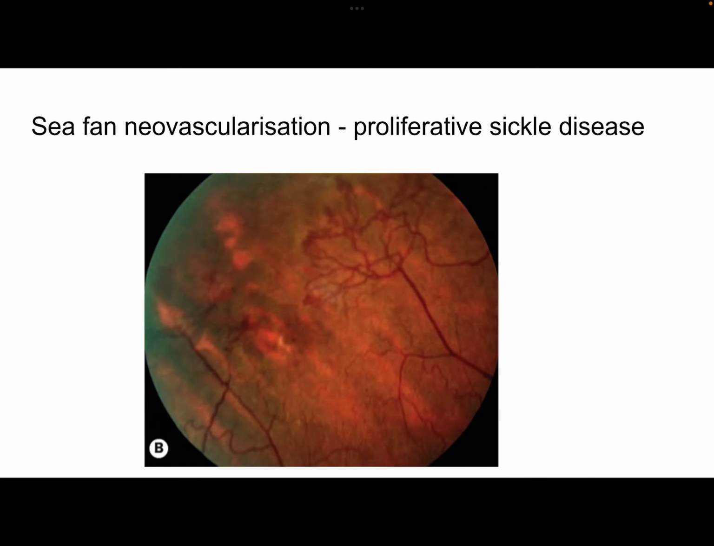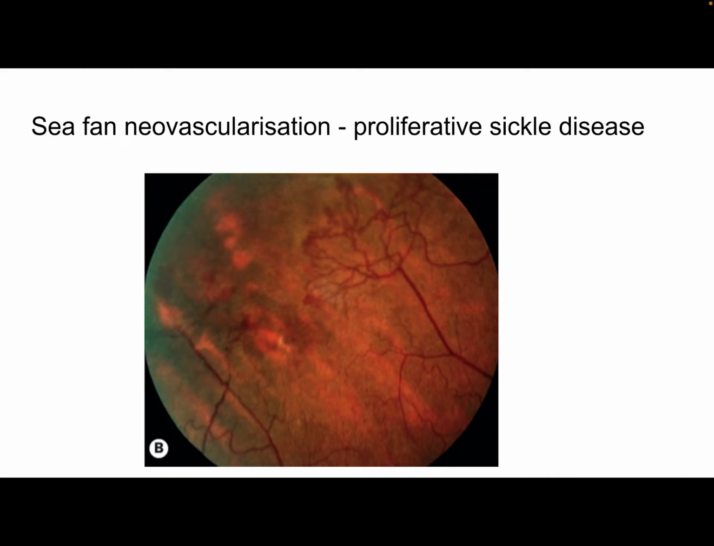Now talking about proliferative disease. Any sort of proliferative disease would involve neovascularization, as the name suggests. Here there are 5 stages. First the artery is occluded. Because the artery is occluded, we then have arteriovenous anastomosis, that is, abnormal communication between arteries and veins.